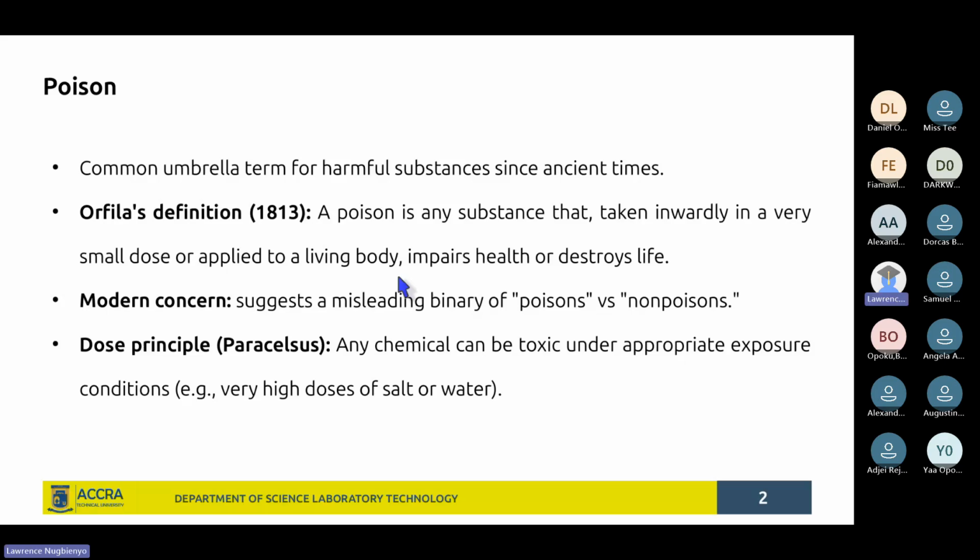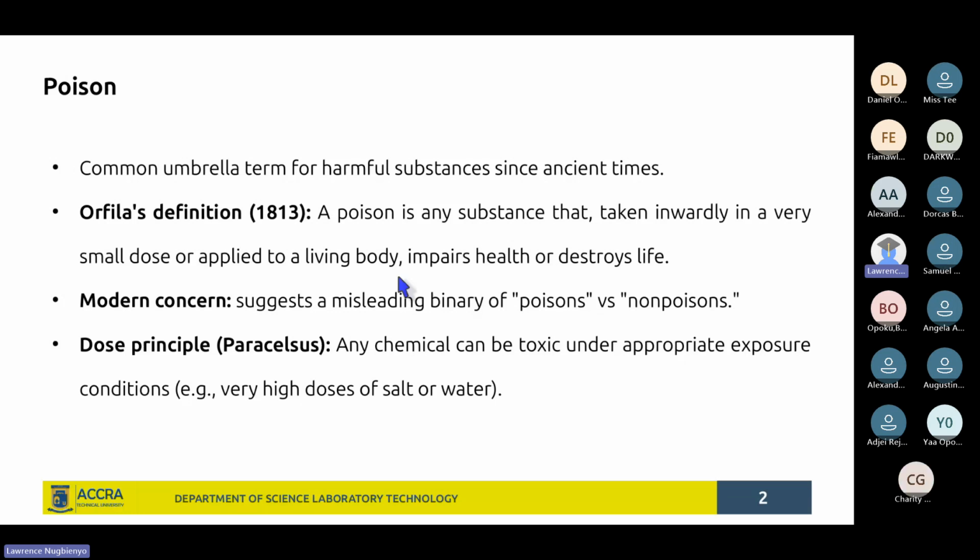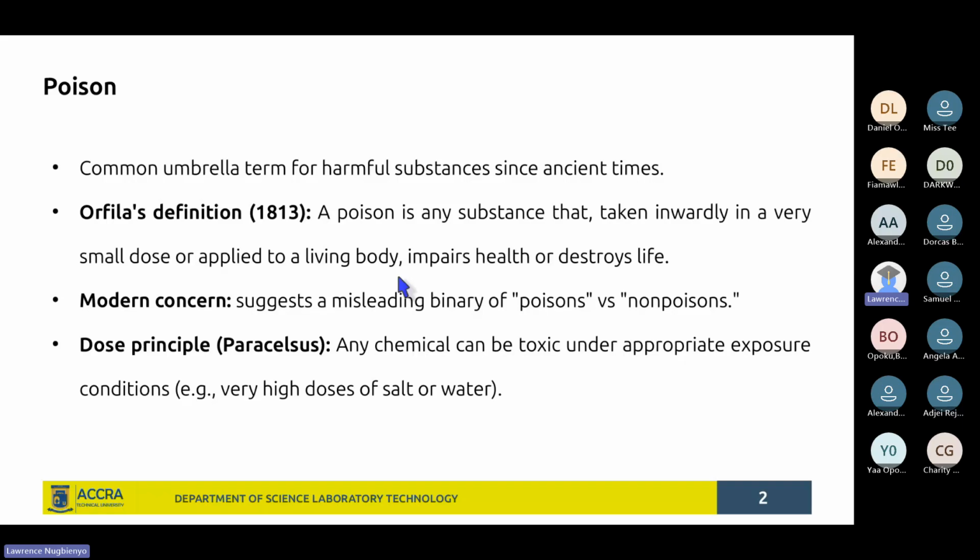One of the pioneers that we talked about in our last lecture, Orfila, who developed the methods for the determination of arsenic in, say, autopsy samples, exhumed bodies, and things like that, actually defined poison as any substance that when it is taken in, even in small doses, will have some impairment to health or can result in death.